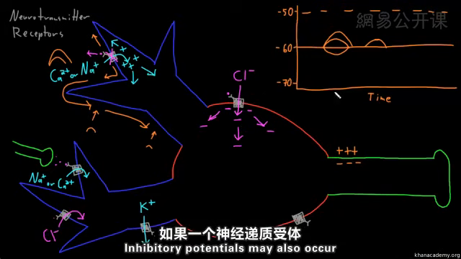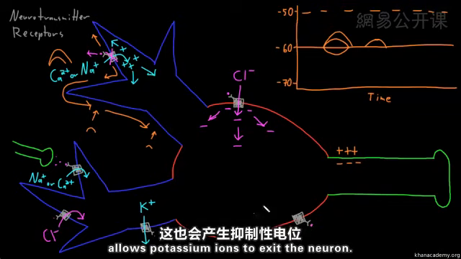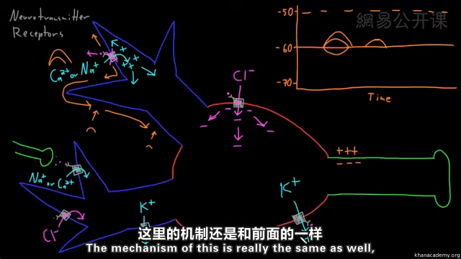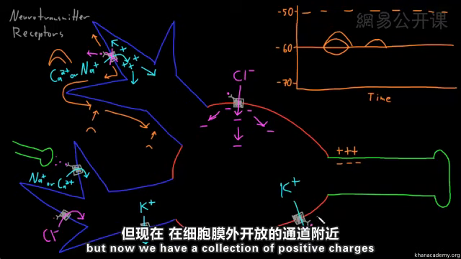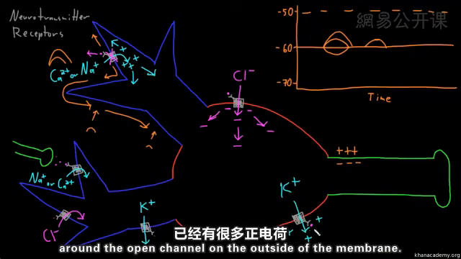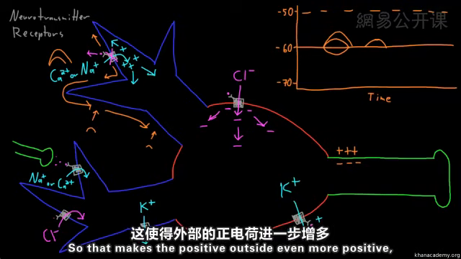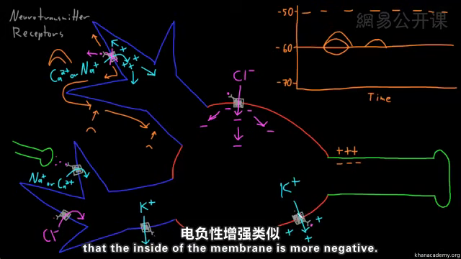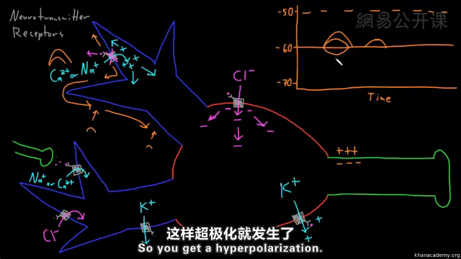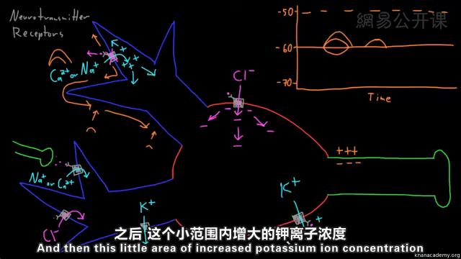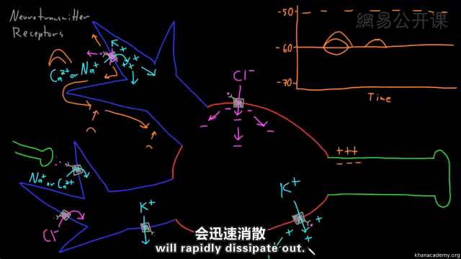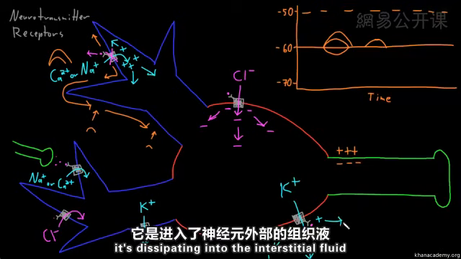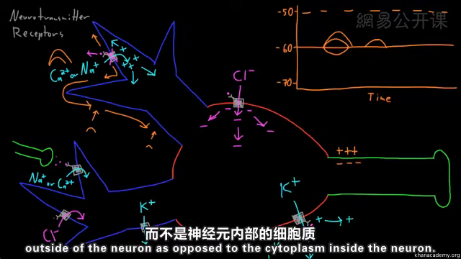Inhibitory potentials may also occur if a neurotransmitter receptor allows potassium ions to exit the neuron. The mechanism of this is really the same as well, but now we have a collection of positive charges around the open channel on the outside of the membrane. So that makes the positive outside even more positive, which is the same thing as saying that the inside of the membrane is more negative, so you get a hyperpolarization. And then this little area of increased potassium ion concentration will rapidly dissipate out, but in this case it's dissipating into the interstitial fluid outside of the neuron as opposed to the cytoplasm inside the neuron.